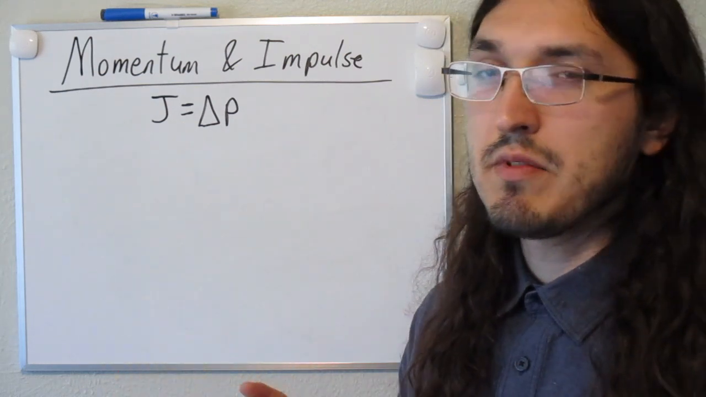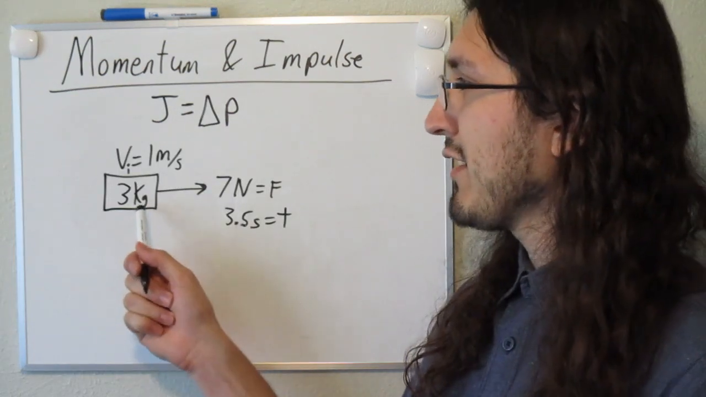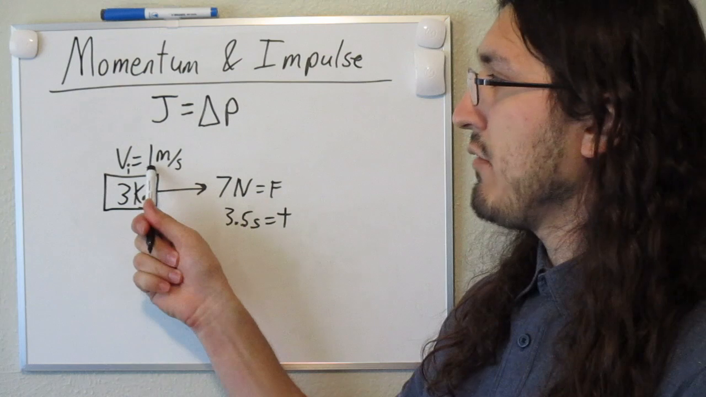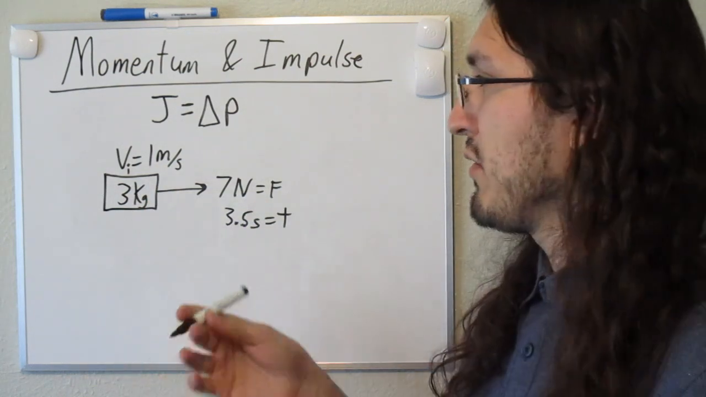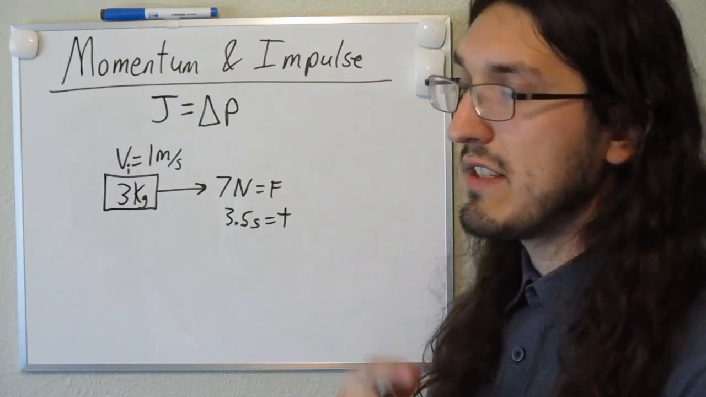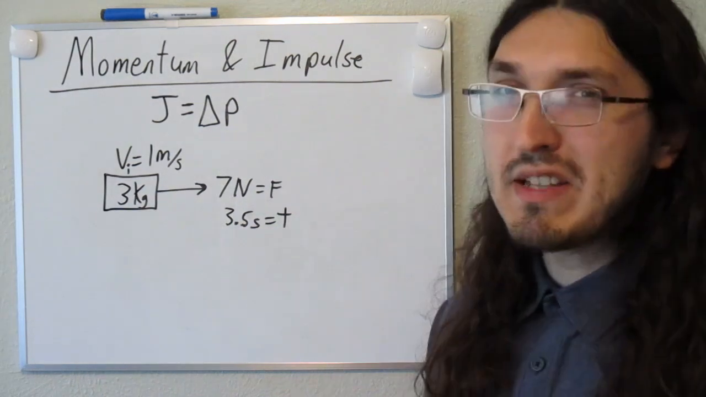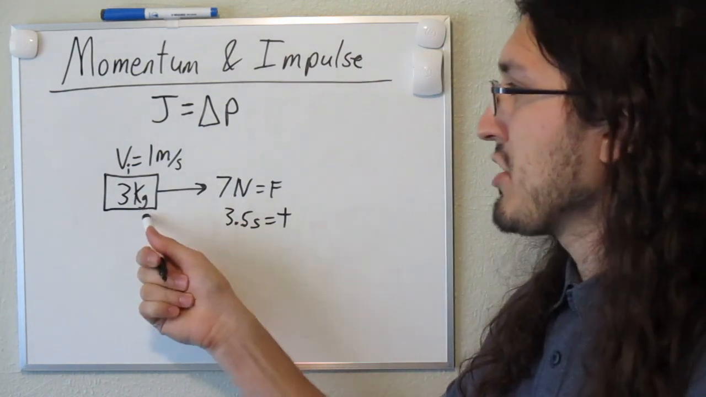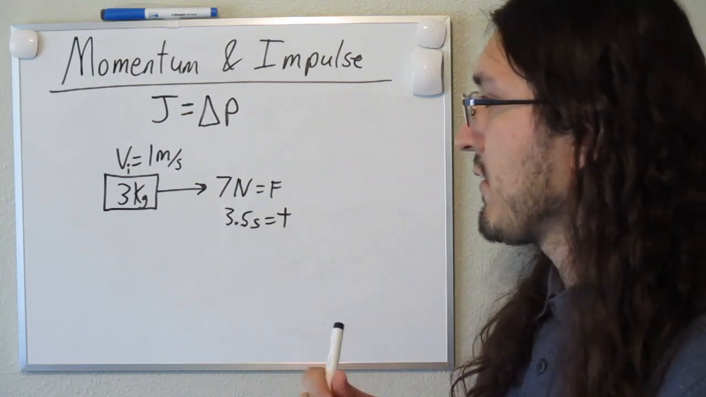Now let's do an example where instead of having something initially at rest, we'll have something moving, and then something's going to bump into the back of it to speed it up. Here I have a box of 3 kilograms mass, initially at 1 meter per second velocity. Then this box undergoes an impulse with a force of 7 newtons over 3.5 seconds. So we're going to see what is the total momentum after this impulse is applied. My total momentum is just going to be the initial momentum plus the change in momentum that is caused from the impulse.